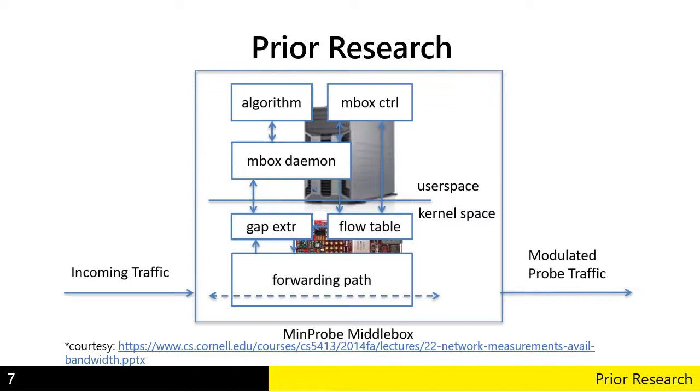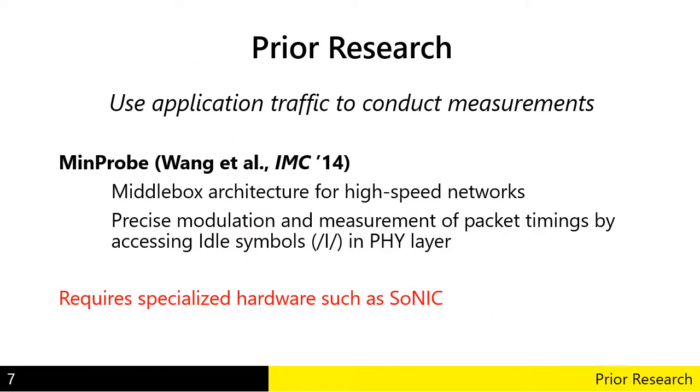This is a high-level overview of MinProbe, where the measurement algorithm describes how MinProbe should modulate the application traffic to construct appropriate measurement traffic, such as packet trains at the desired rate. MinProbe modulates the application traffic by adding or removing the idle symbols in the link. The gap extraction module, on the other hand, counts the idle symbols to accurately measure the inter-packet timings and thereby estimate the available bandwidth with high accuracy. The main drawback of MinProbe, however, is that it requires specialized hardware such as Sonic, making it difficult to deploy in a general wide-scale setting.